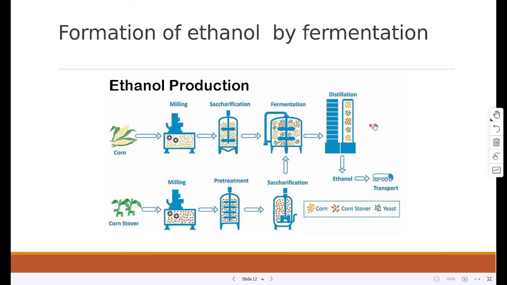Now the yeast are killed off once the concentration of alcohol reaches around 15%. Hence, the reaction vessel is emptied and the process is started again. Now, this is the reason that ethanol production by fermentation is a batch process.